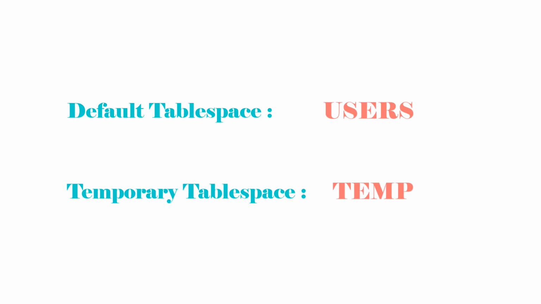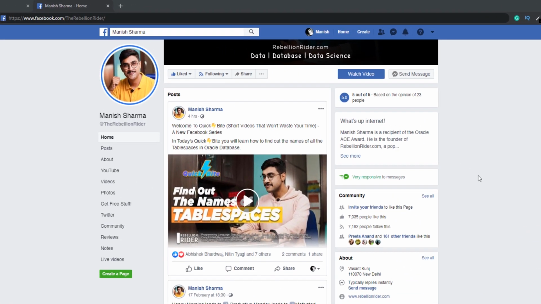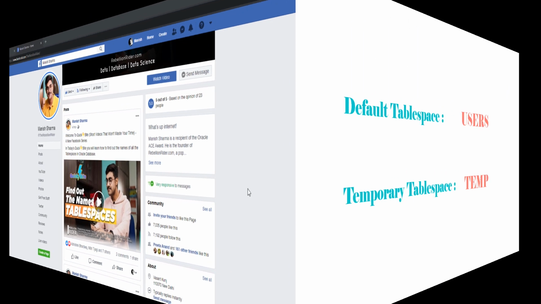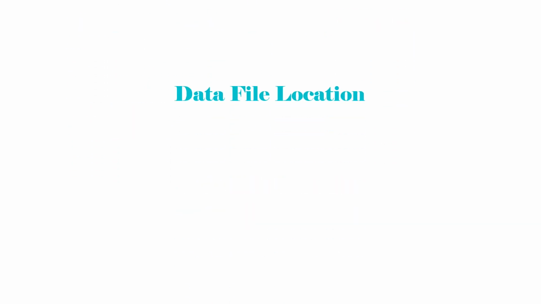temp table space. If you are not sure about the names of your table spaces that are created in your database, then you can query the DBA_tablespaces dynamic performance view. I have showed the process in a quick video that I have uploaded on my Facebook page. You can check that out. Link is in the description. Anyways, next parameter is the location of the data file. Firstly, don't confuse this parameter with the location of the data files of your table spaces.